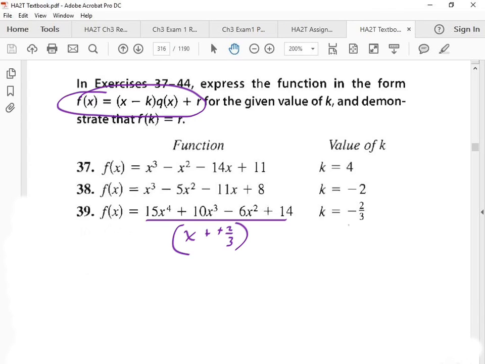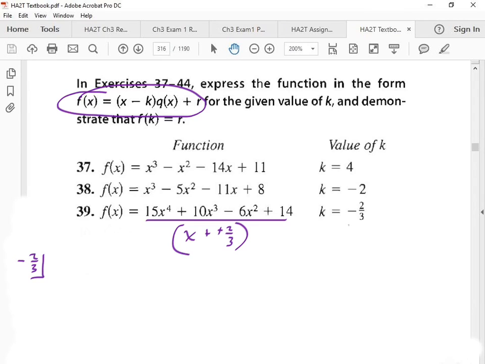Okay, but I'm not going to divide using long division. I'm going to use synthetic division. So actually, I just need this number, negative 2 over 3. Because what's the 0 for this factor? Negative 2 over 3. So let's do synthetic division really quick. We have negative 2 over 3.